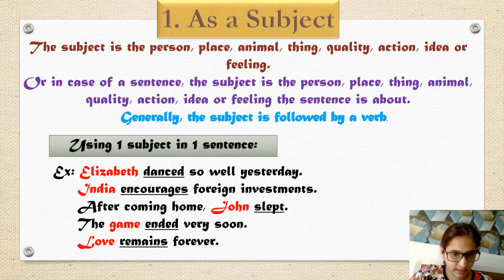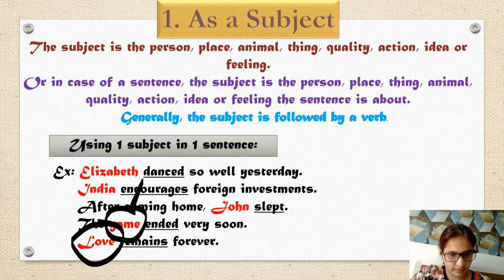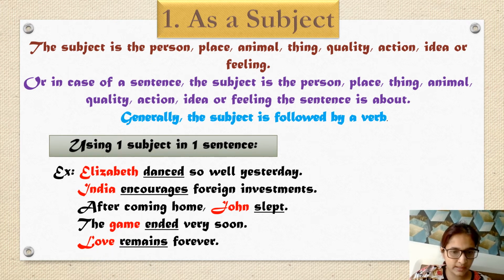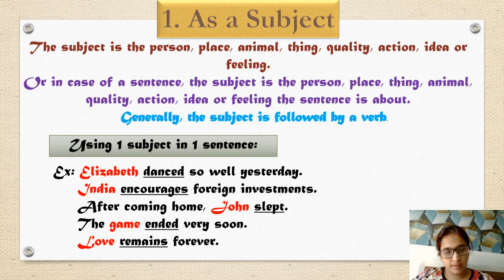The game ended very soon. We are talking about the game here, so game is the subject. Then you have: love remains forever. What remains forever? Love. We are talking about love. So love, game, John, India, Elizabeth are the subjects in these sentences, the nouns which are used as a subject. Next, let's go to the next case.